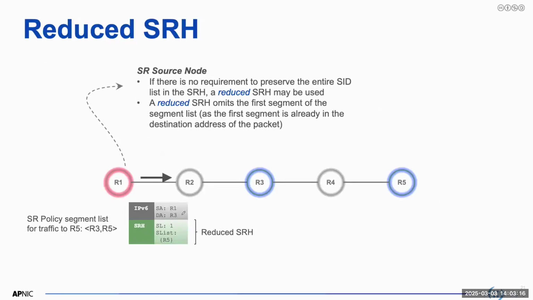R3, when it sees the destination address as R3 and the local address is the same, will process the SRH and reduce segments left by 1, so it becomes 0. At position 0, it is R5. So it moves R5 to the destination address. So this is the reduced SRH, used when you do not need to give the complete list of segments.